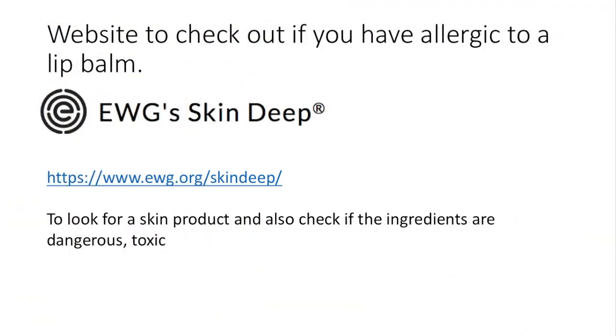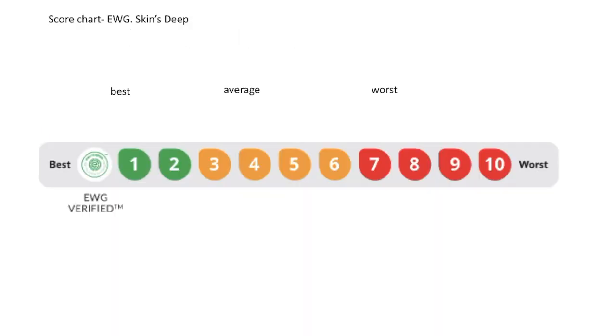Skin Deep. This website is used to look for a skin product and also check if the ingredients are dangerous or toxic. In addition to that, because we cannot forget the good part, it also gives you the results of ingredients that are not dangerous for your skin. So let's go first to the score chart. This website has a score chart that they give to the product. So 1 being the best, 3 to 6 being average, and 7 to 10 being the worst.